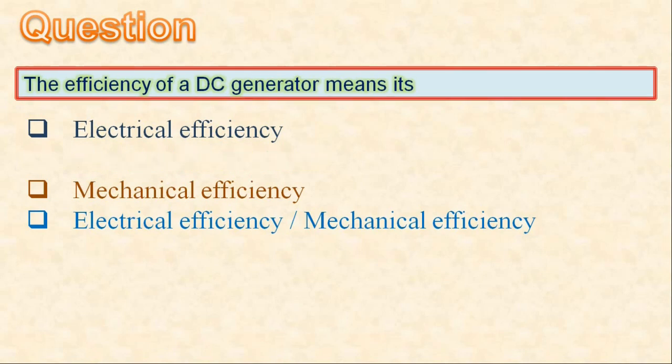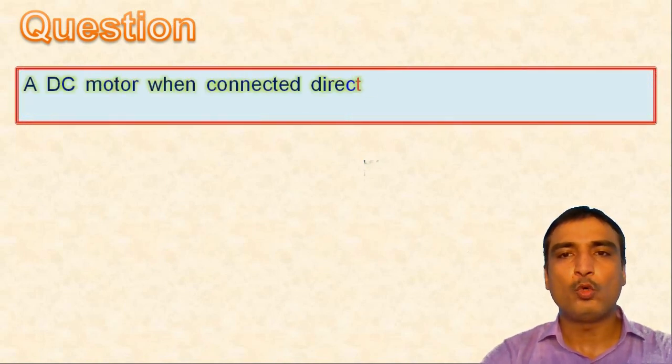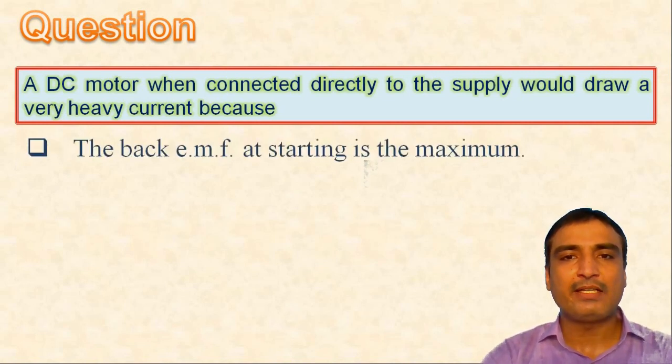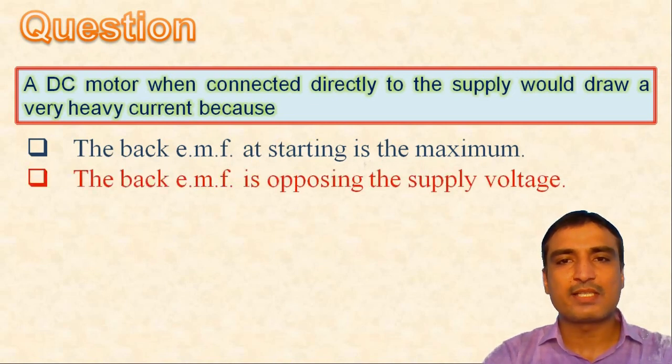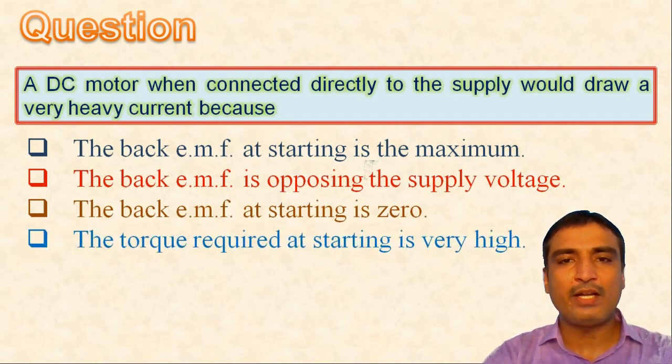Next question is, a DC motor when connected directly to the supply would draw a very heavy current because the options are the back EMF at starting is the maximum, the back EMF is opposing the supply voltage, the back EMF at starting is 0, the torque required at starting is very high.